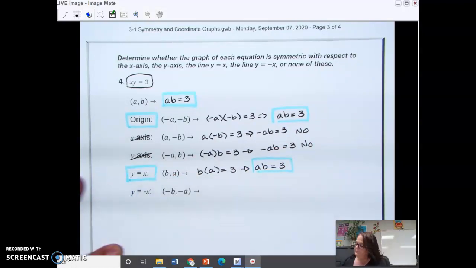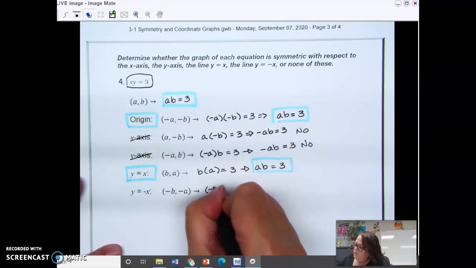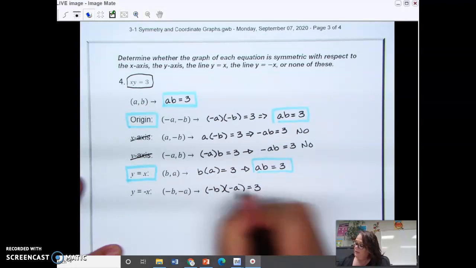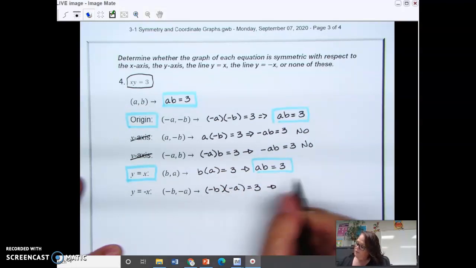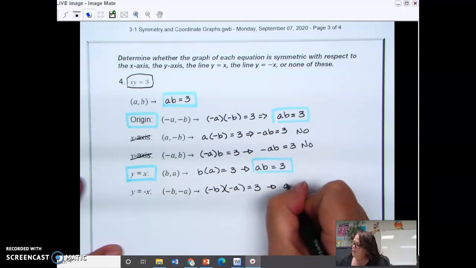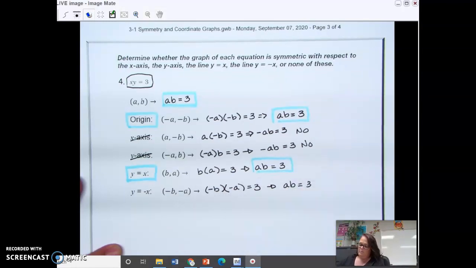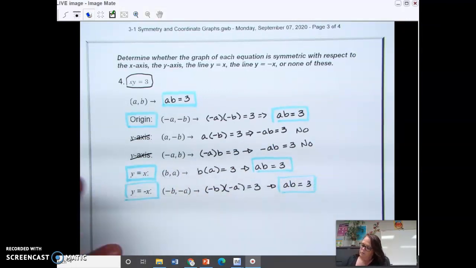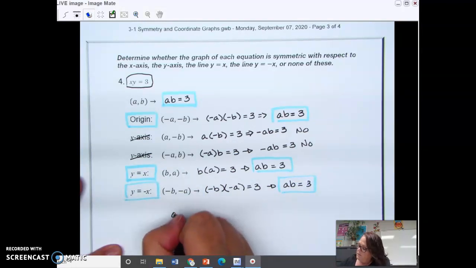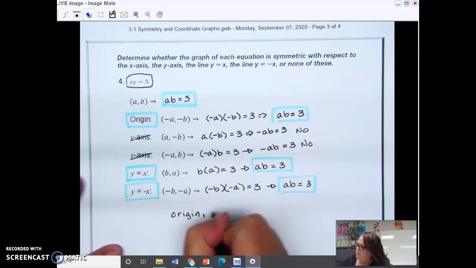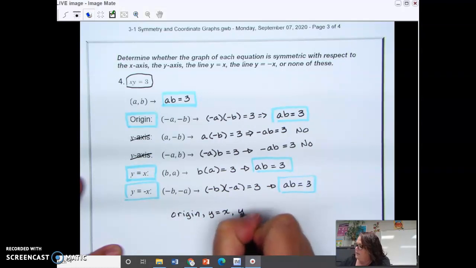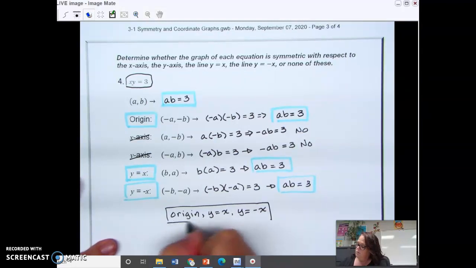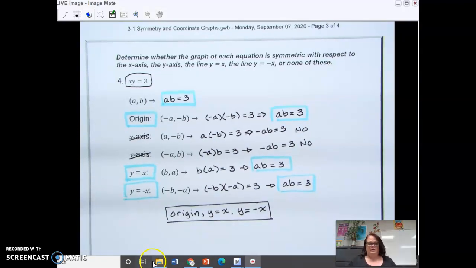and so we are symmetric with respect to the line y equals x. And then finally, I can substitute negative b for x and negative a for y and see if that's equal to 3. Negative times a negative is a positive, and it doesn't matter if I say b times a or a times b. So we get a times b is equal to 3. And so it is symmetric with respect to that line as well. So we would say origin, the line y equals x, and the line y equals negative x. And then let's take a look at Desmos and see if it agrees with us.